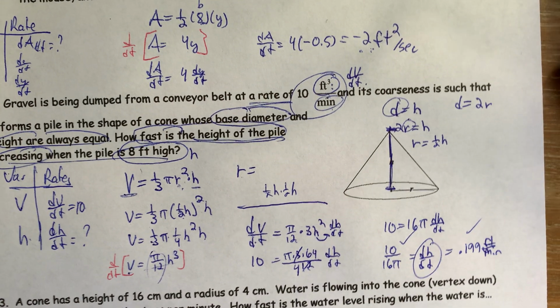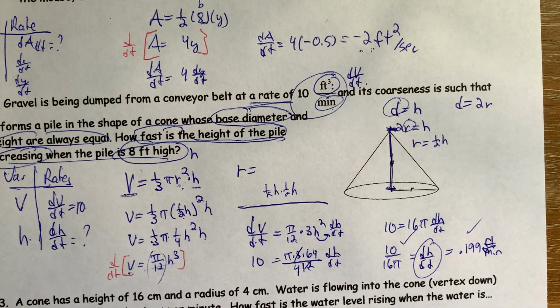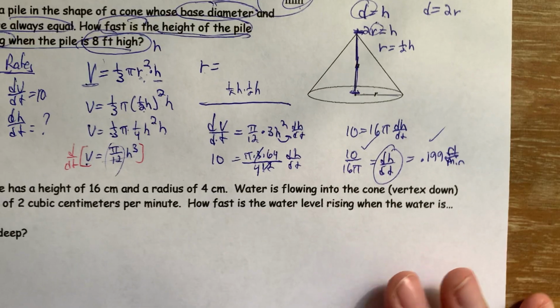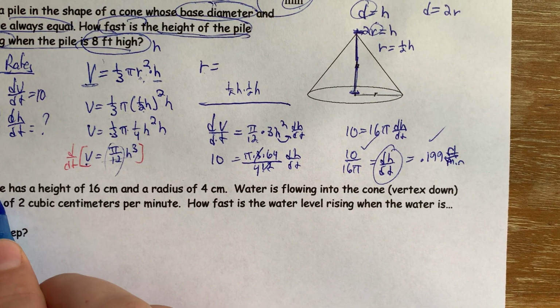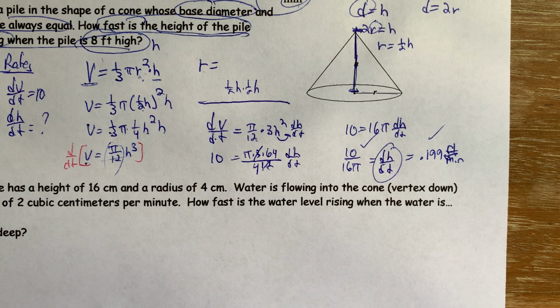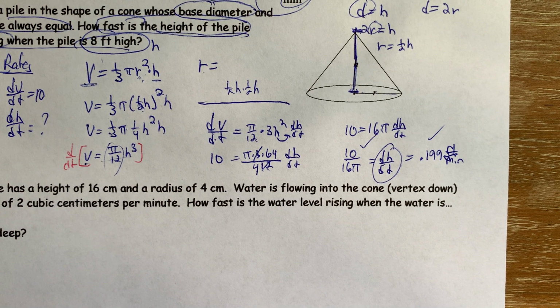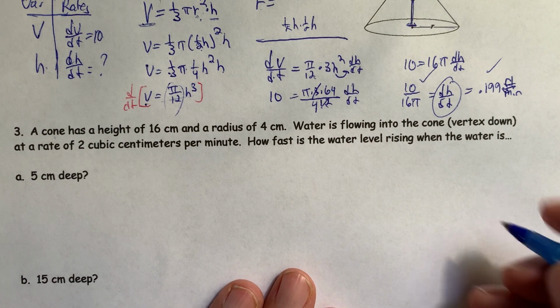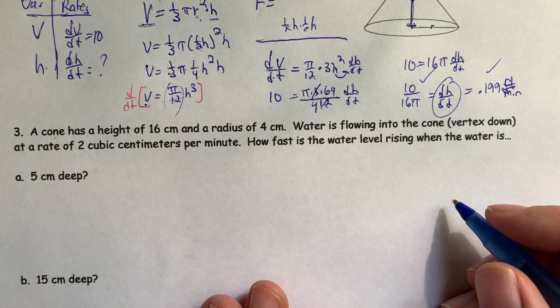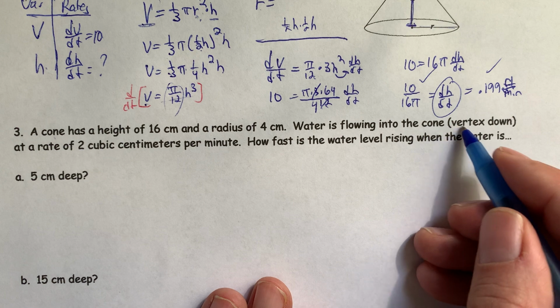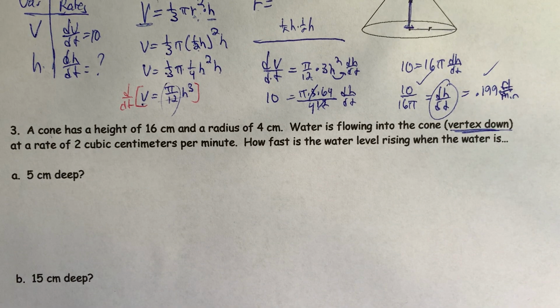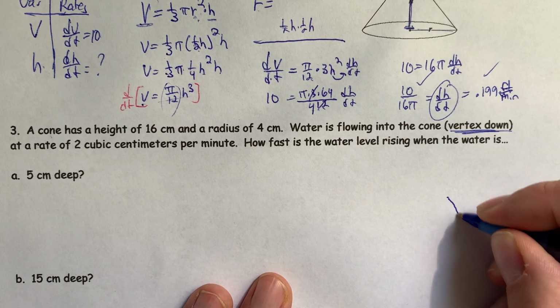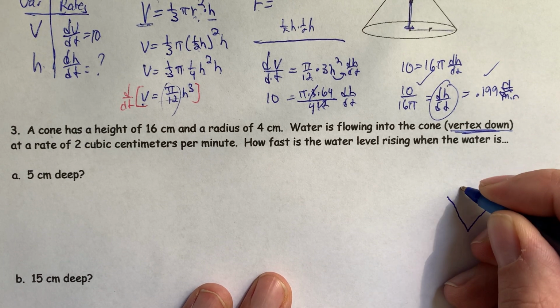So there we go. So similar deal here, except we have to draw a picture. We aren't given a picture this time. A cone has a height of 16 centimeters and a radius of 4 centimeters. So go ahead and draw that yourself. Make sure you feel good about it. Hopefully we got that there is a cone. Oh, it says the cone is vertex down. So maybe you might need to redraw your cone to make the vertex be down. I was going to draw it vertex up like the other one, but this says the vertex is down.